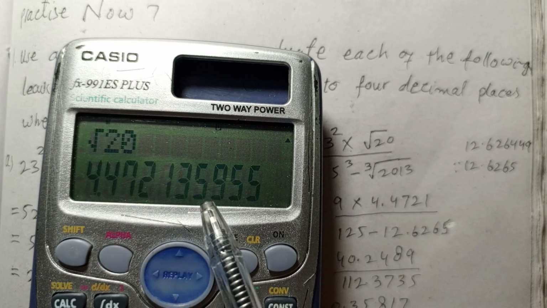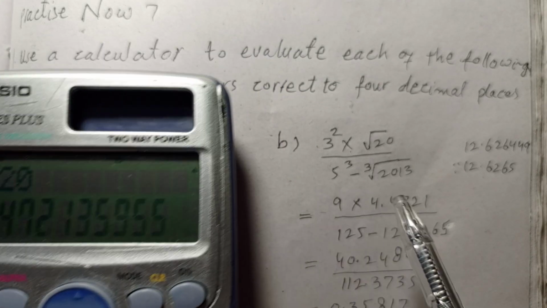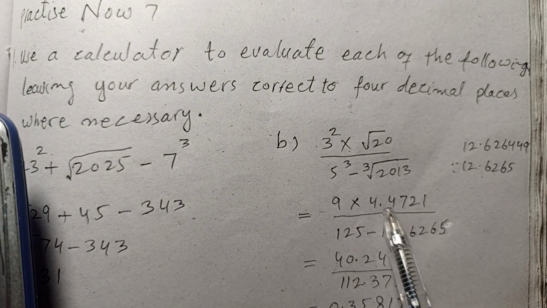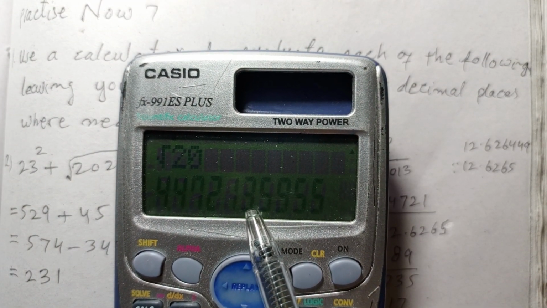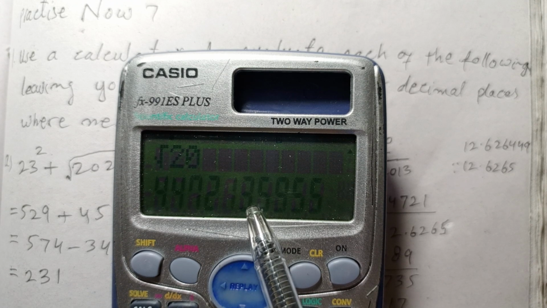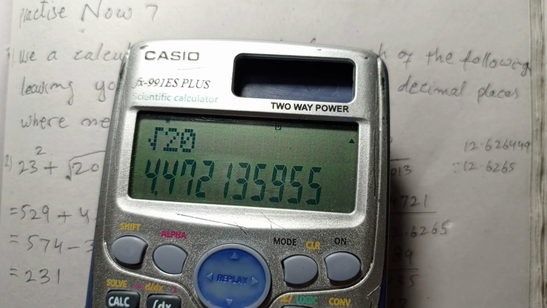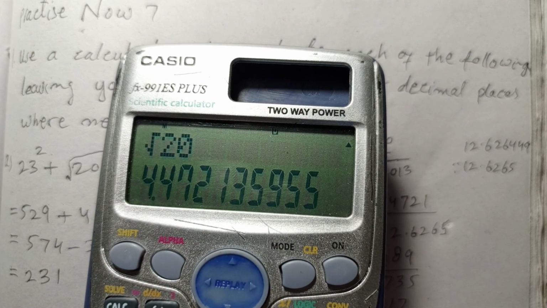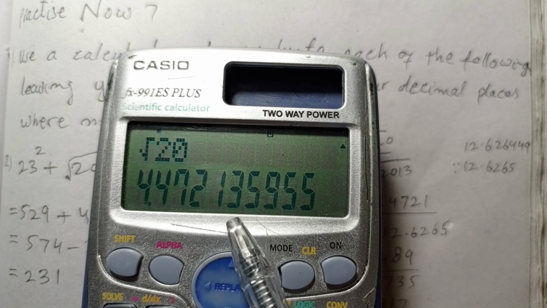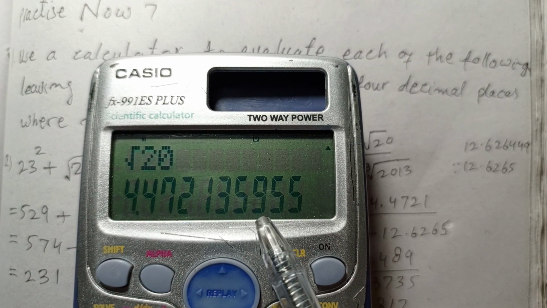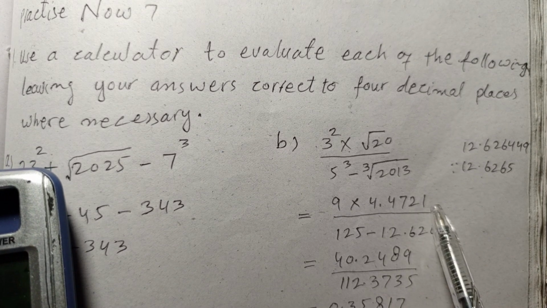4.47213. As the number after 4 decimal places is smaller, you will write 4 decimal places here, 4.4721. If the number is greater than 5 here, then you will round off that number. Otherwise, if the number is smaller than 5, then you can write the number as such, as our question is saying that we should write 4 decimal places after the decimal point.